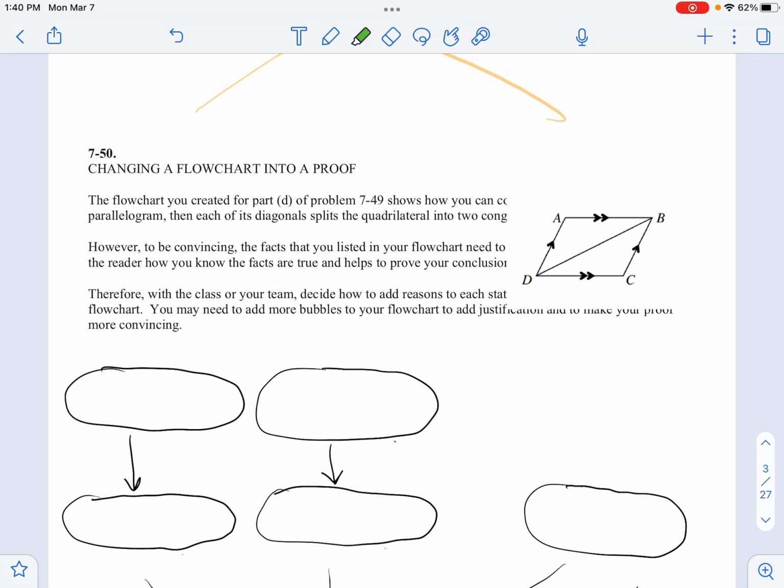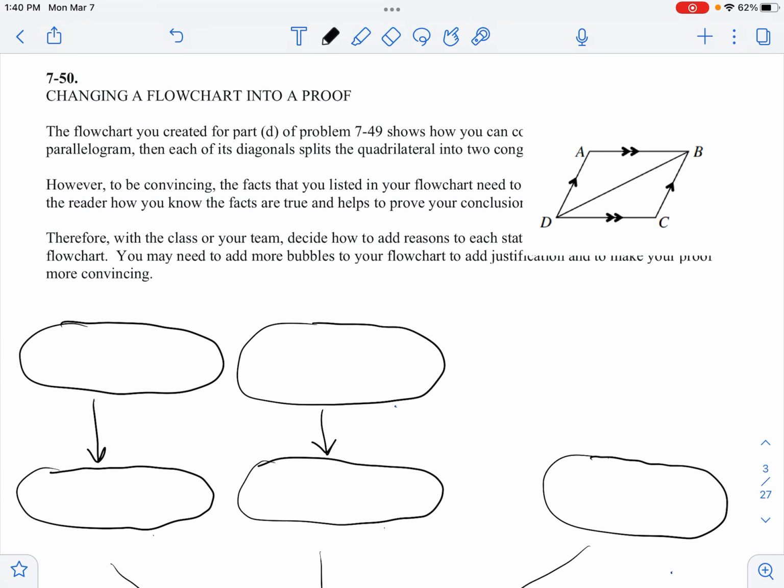So the first thing that we want to do when we're creating our flowcharts is start with the given information. One piece of given information in this picture is the fact that AB is parallel to DC. Those arrows mean the lines are parallel. Arrows do not mean congruent, they mean parallel. So I'm going to start off by filling in one of these bubbles and saying that segment AB is parallel to segment DC.